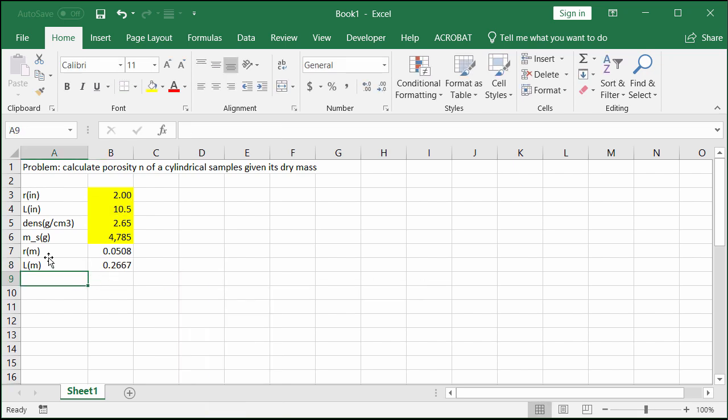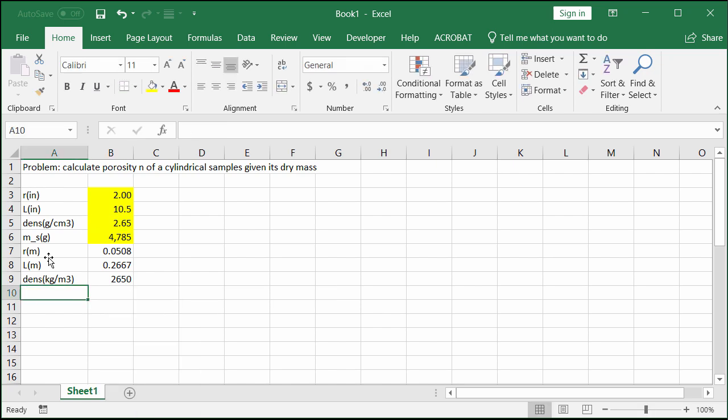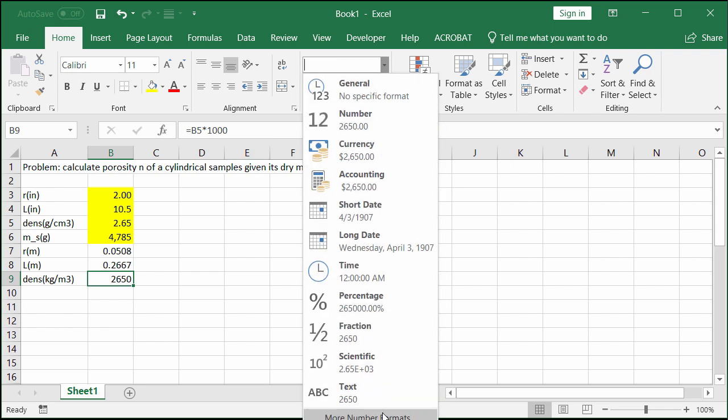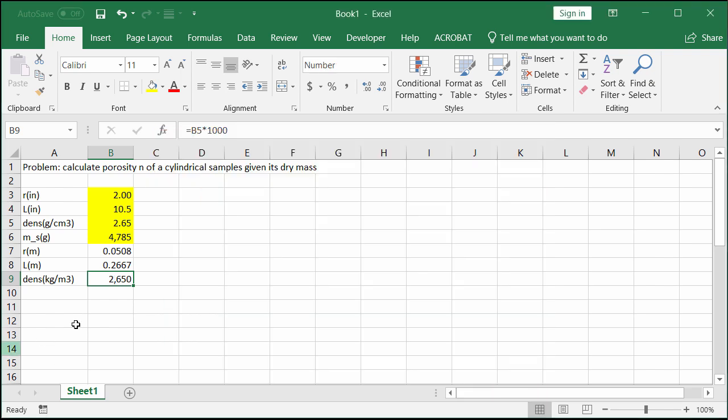There we go. The density in kilograms per meter cubed, that's the MKS unit. I know that is just equal to B5. They differ by a factor of 1,000, CGS and MKS, so it's 2,650. Once again, just out of habit, I'm going to change this so that I can display the comma after the 2. I just like the way that number looks better.